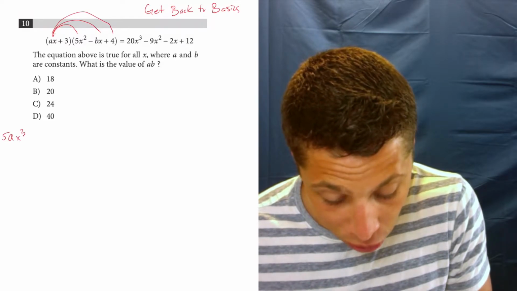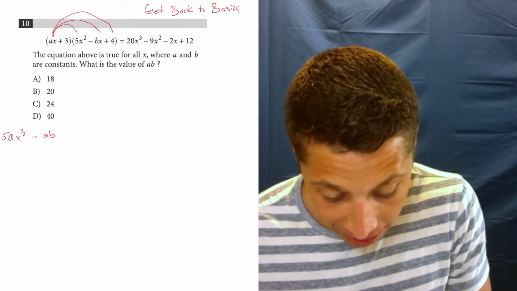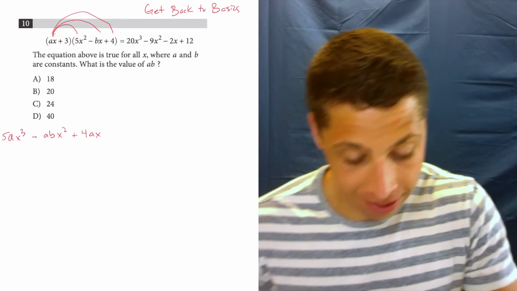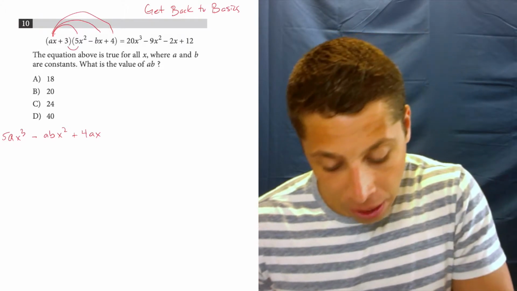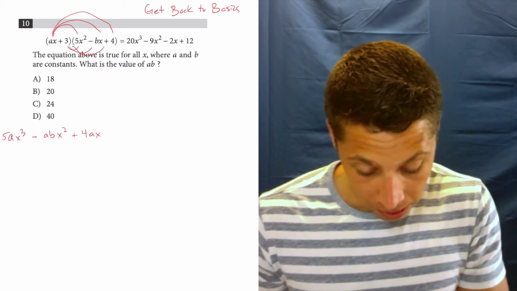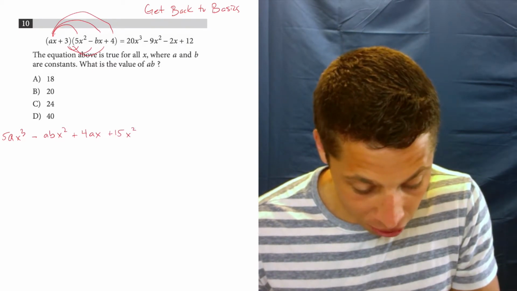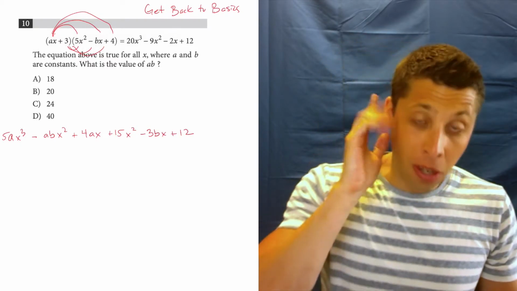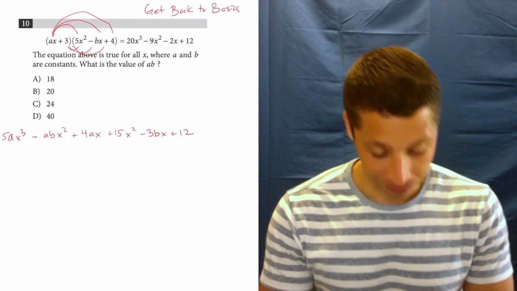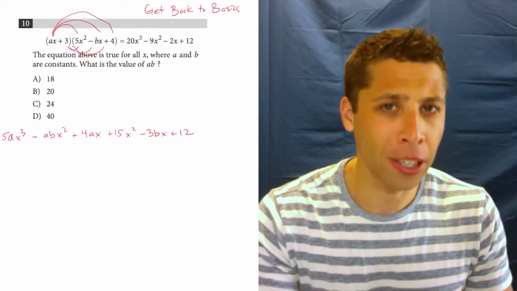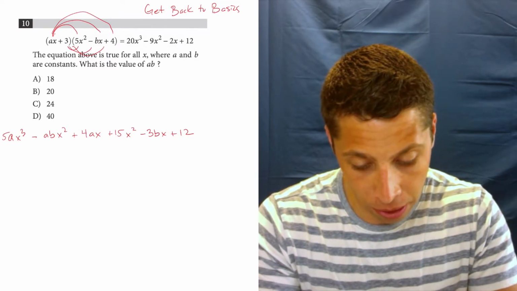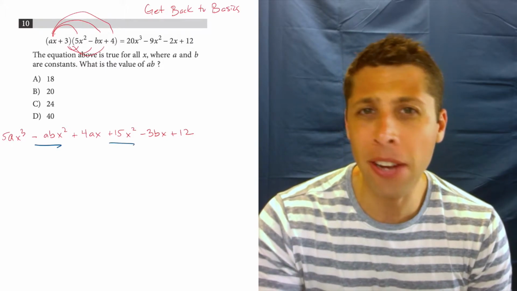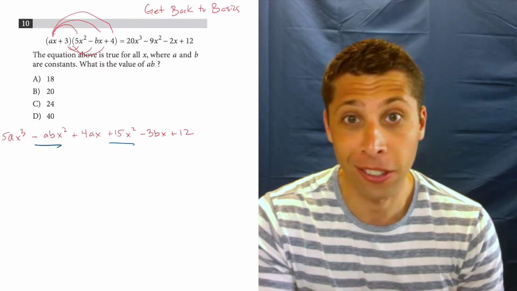5AX cubed minus ABX squared plus 4AX. Okay. Now I do the 3 times all those pieces. So that's plus 15x squared minus 3bx plus 12. Whew, it's a nightmare. Now, normally we would try to combine like terms, right? We would try to say, oh, here's an x squared term and here's an x squared term. But the problem is that the a and the b are getting in the way. They're not going to let us combine them.